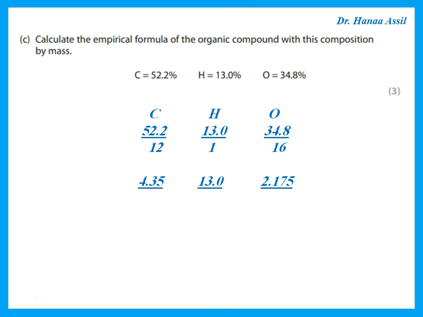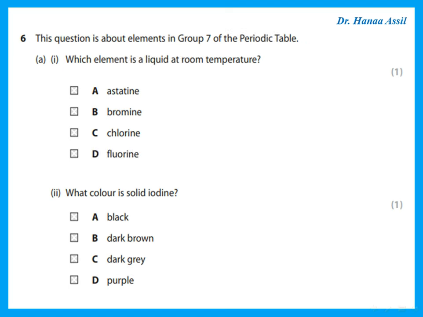The numbers that you get after that, you divide by the smallest. So I got 4.35, 13.0, 2.175. Which one is the smaller? 2.175. I divide each of them by 2.175. I get this ratio, and please don't stop here. That means my empirical formula is C2H6O. The 1 is not written. Don't write O1. We never write a 1 under it. It's understood that there is a 1.